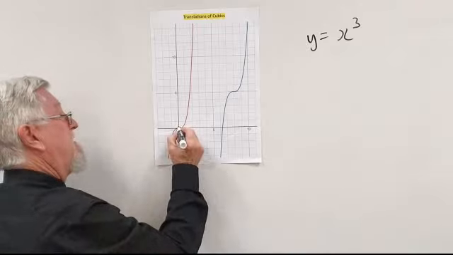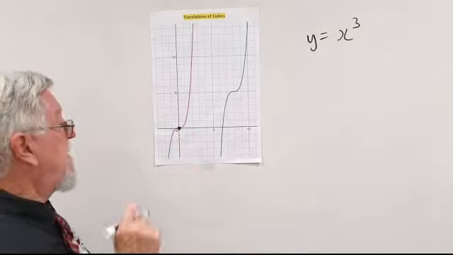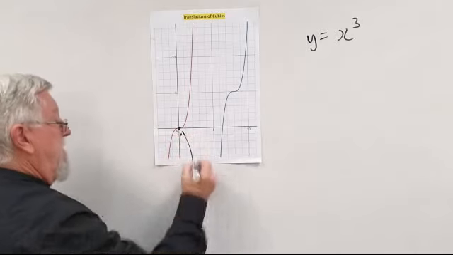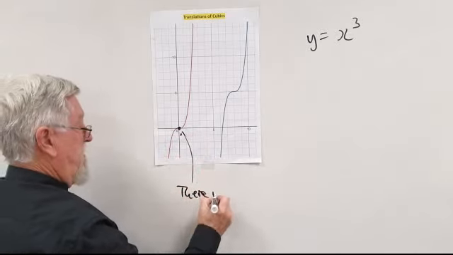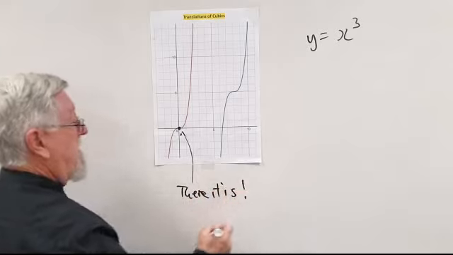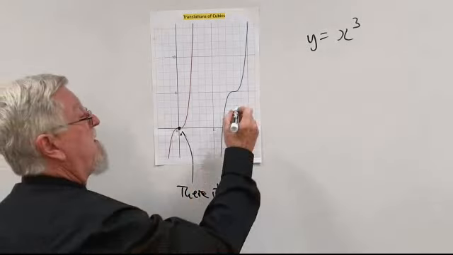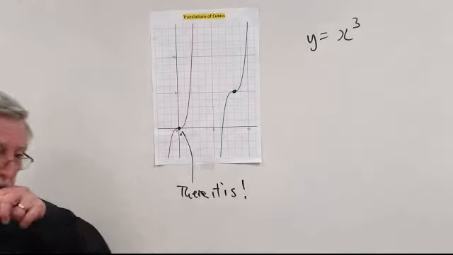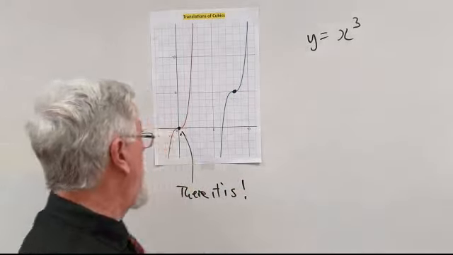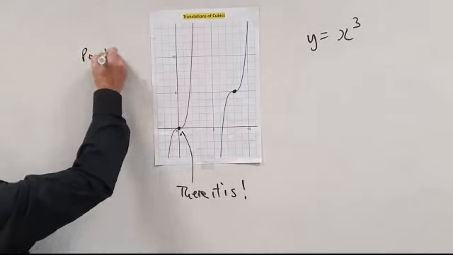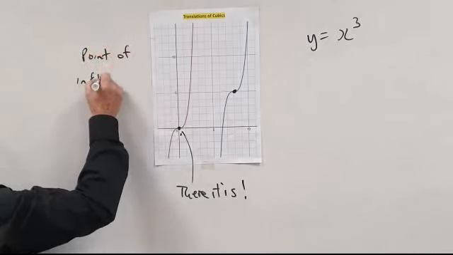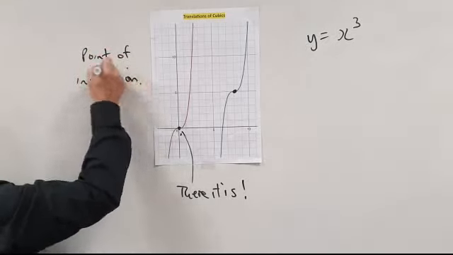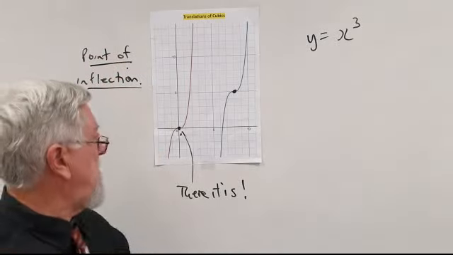That point there is the most important point we've got. There it is, that's the most important point. People don't know what that point is. It's actually called a point of inflection. Now, what does it mean by point of inflection? I don't want the video to become too long, so I need to keep it short.